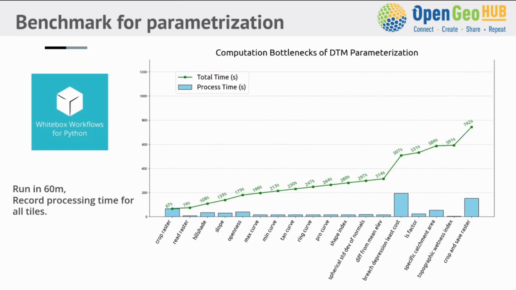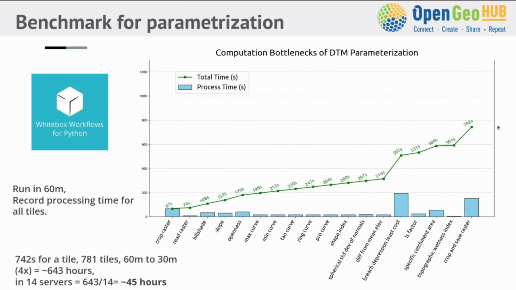So we can find that it takes about 740 seconds for a tile to run, and in the Eco7 grid we have 781 tiles. So with some simple math, approximately, it will cost 643 hours to run on one server. Now we have 14 servers in our hands, so it's about 2 days to update the whole 30 meter land surface parameters data set. That's according to our calculation.